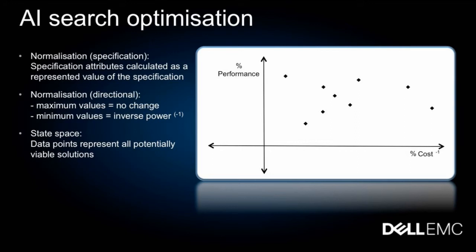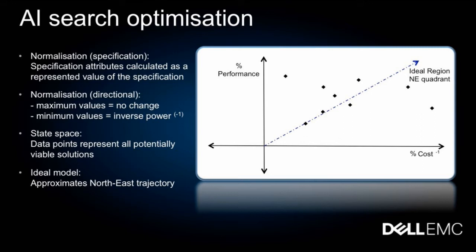Which is the best one here to offer to the customer? Or if I am a customer deploying virtual machines, which one is the one that I'm going to go with? Well, I look at my ideal scenario. I want to balance performance versus cost. And the best performance versus cost is going to be along the northeast quadrant trajectory, right?